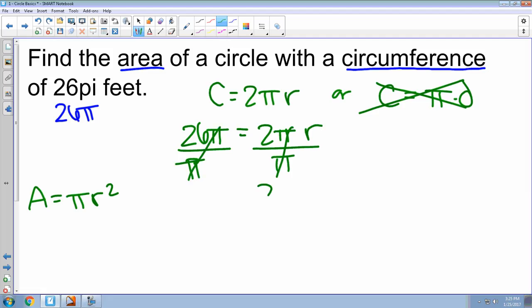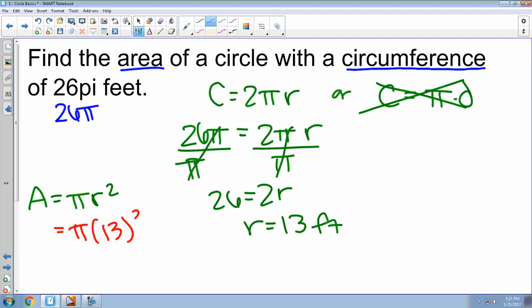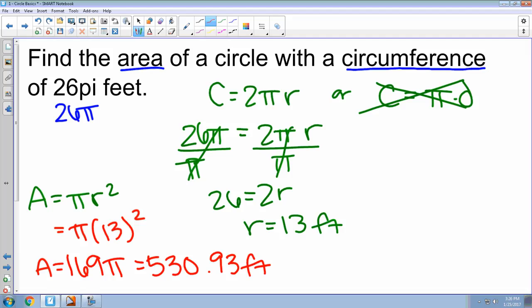And you get 2 radius equals 26. Yes, you can divide by that all the way through. I just wanted to make sure you could see what was happening. When we divide by 2 here, my radius is 13 feet. Then when we shift gears a little bit and go to my area formula, because you've got to go over there to finish it completely, we're going to plug in 13. Doing pi times 13 squared, you're going to get 169 pi, which is 530.93 square feet.